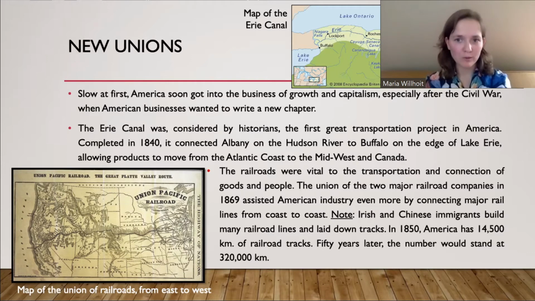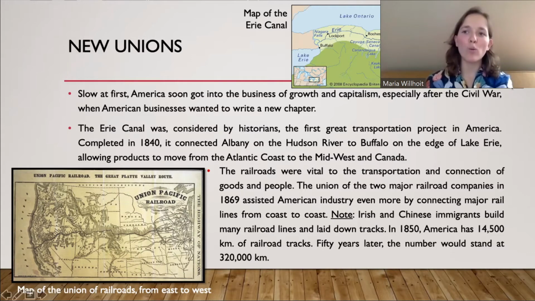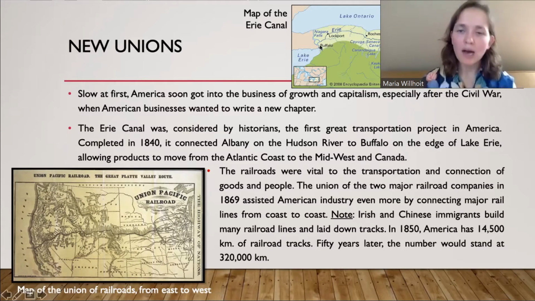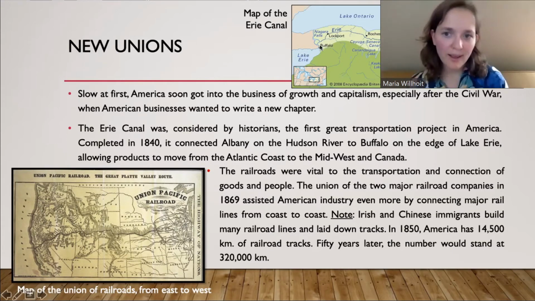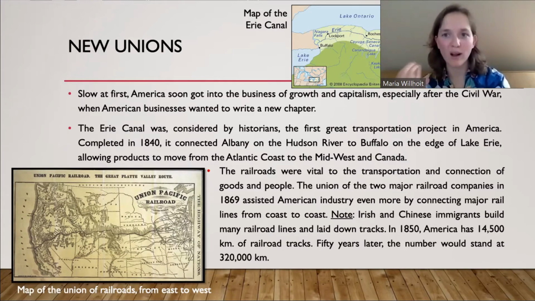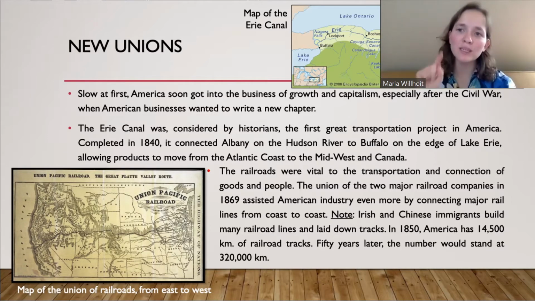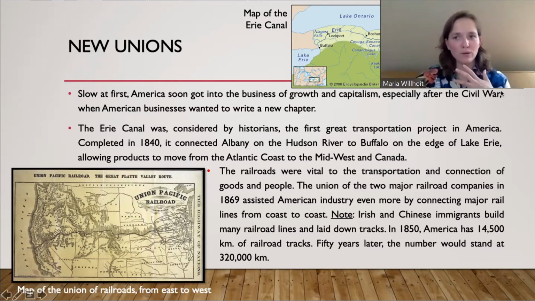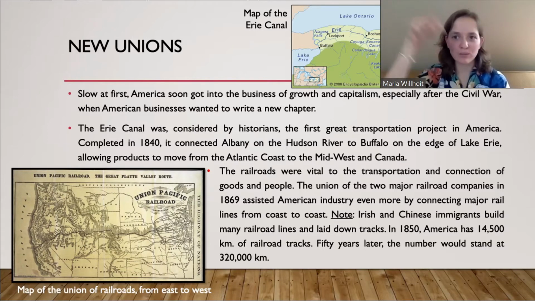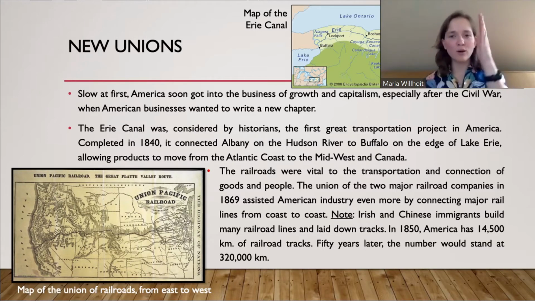It was a man-made project, a waterway that went from Albany, New York to Buffalo, New York. It happened in 1840, and it was considered by historians to be the first great transportation project by America in terms of man-made transportation. And it was a really big deal because Albany is connected to the Hudson River right here. And the Hudson River, for those who may not know, goes down to New York City.